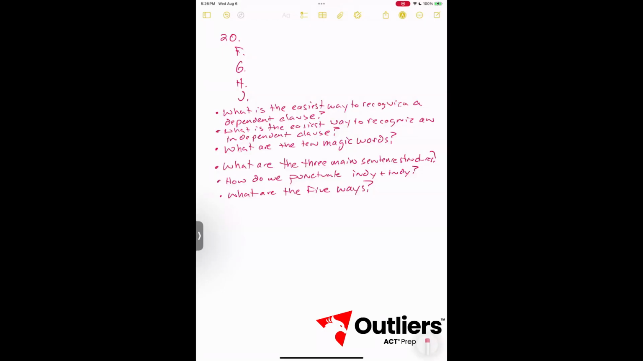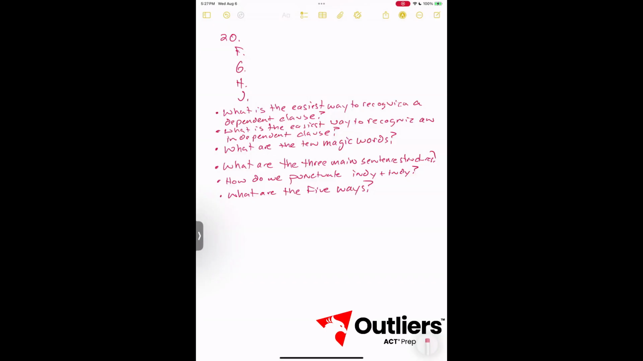The animals thrived on Lord Howe Island until 1918. That is an independent clause. The animals thrived is our subject-verb combo. It does not start with a dependent clause marker, it does not start with one of our 10 magic words. Therefore, this is an independent clause.